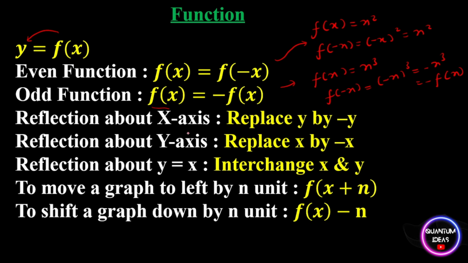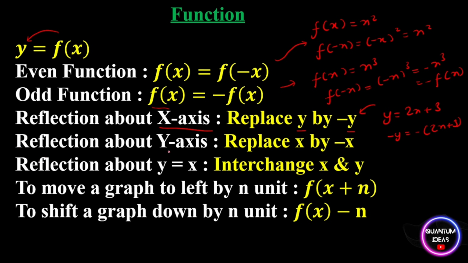Okay, reflection about the x-axis. When a function is reflected about the x-axis, we have to replace y by minus y. So in our function, for example, y equals 2x plus 3, we have to replace this y. Basically we have to multiply everything by negative. I think I have recently uploaded a video on this topic, so you can go and check it out to see it in detail.